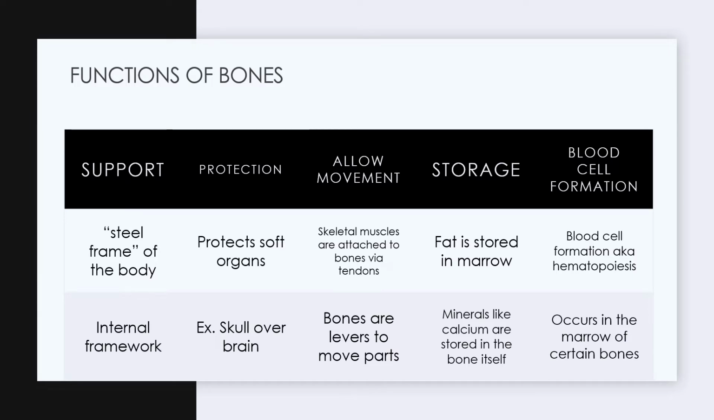It also offers protection. It protects your soft organs. The example here on the slide is how the skull covers your brain to protect it, but also how your ribs protect your lungs, or your pelvis protects your reproductive organs, or how your spinal column, the vertebrae of your spinal column, protect your spinal cord.